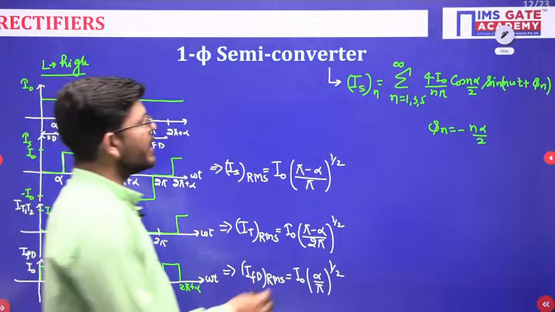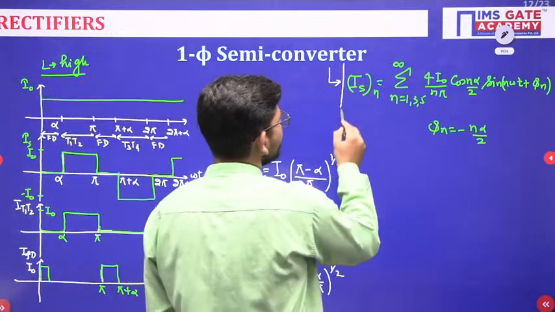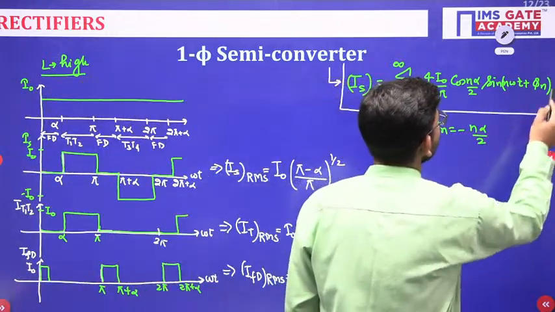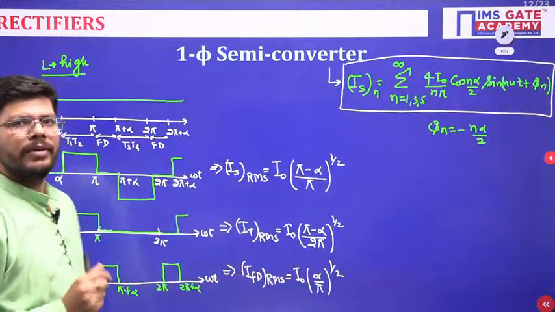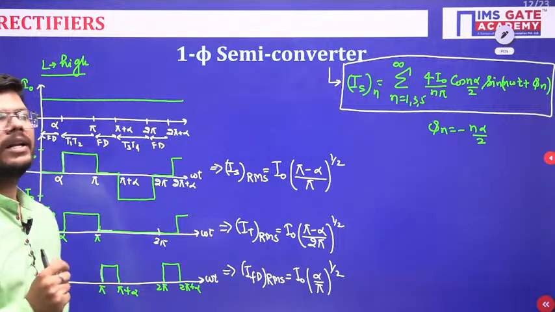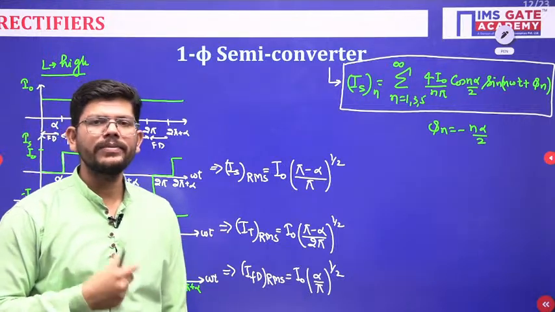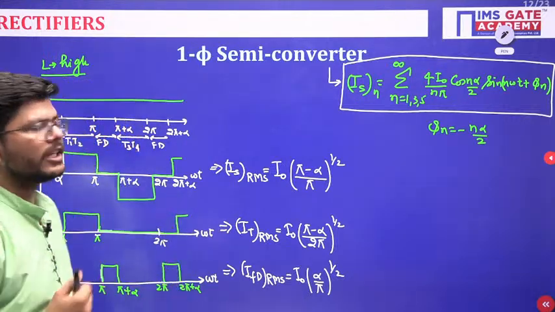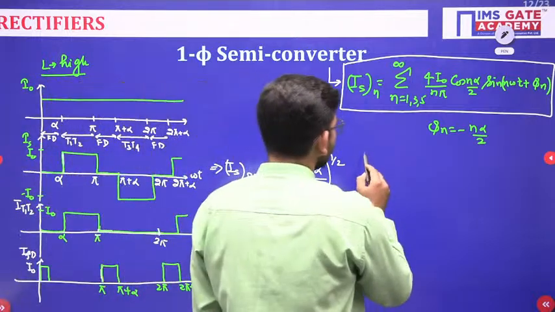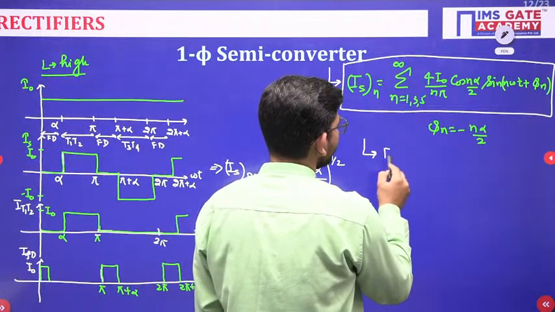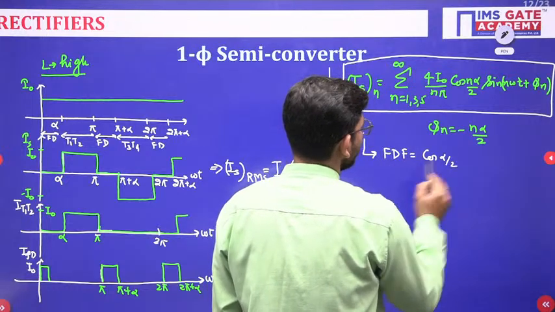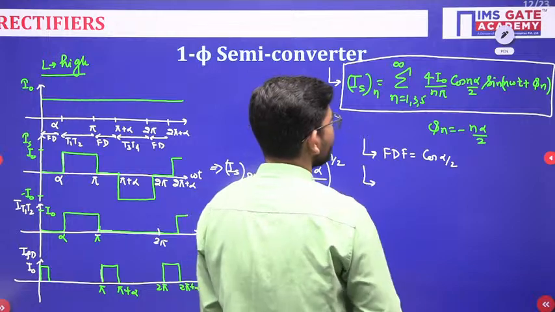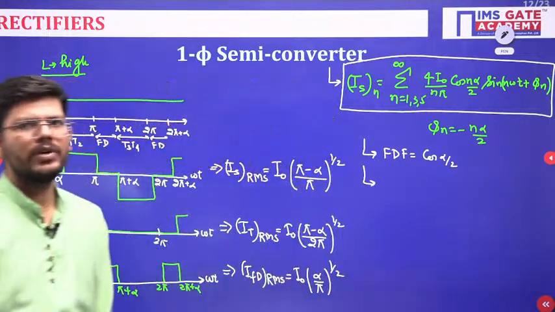So this is a very important expression. Many times there has been a GATE question upon this expression: calculate the fifth harmonic, third harmonic, fundamental harmonic RMS current of semi converter. So you should know this expression. Then what is the FDF? Fundamental displacement factor, it will be cos of alpha by 2.